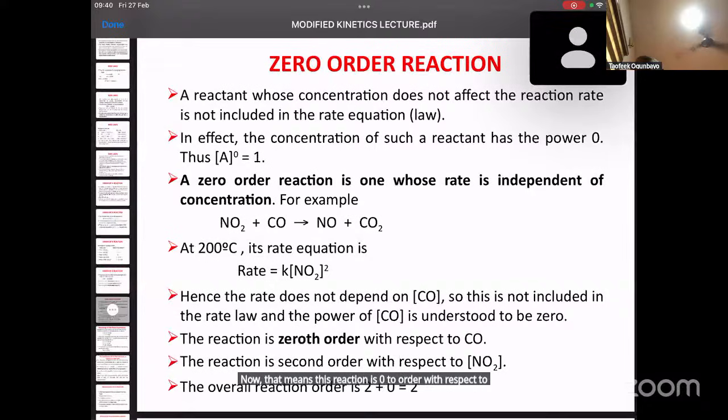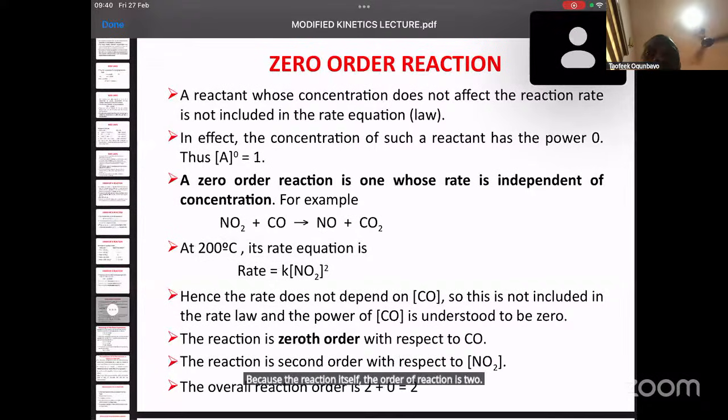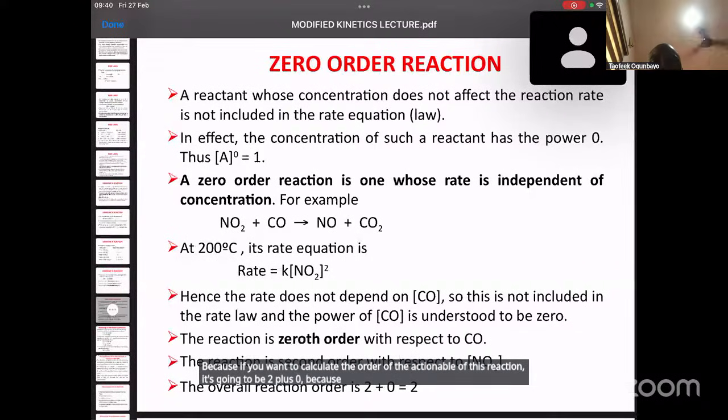It's not a zero order reaction because the reaction itself, the order of reaction, is 2. Because if you want to calculate the order of reaction for this reaction, it's going to be 2 plus 0. Because with respect to NO2, it is 2. With respect to CO, it is 0. So 2 plus 0 is going to give you 2. But the reaction is 0th order with respect to CO. That is the term. But the total order of reaction is actually 2.